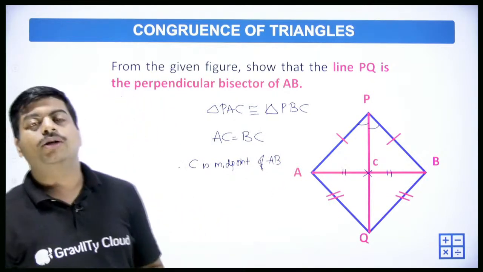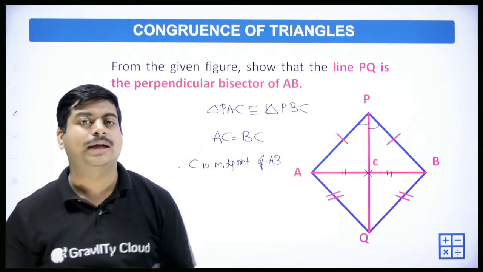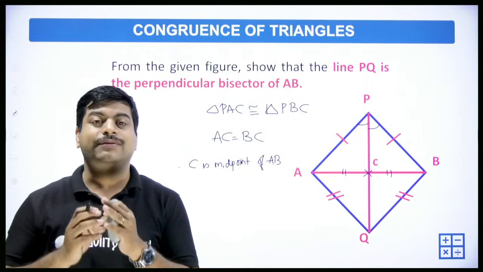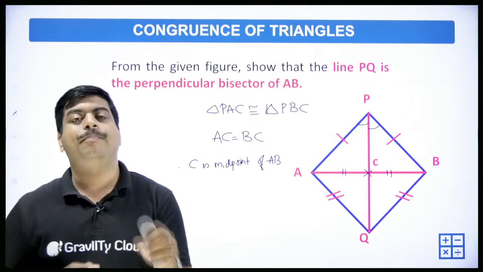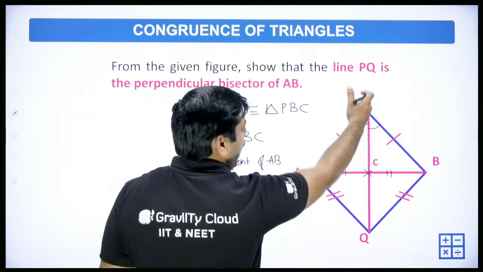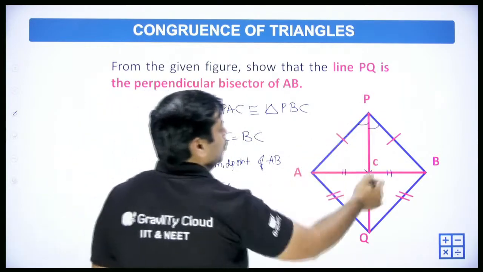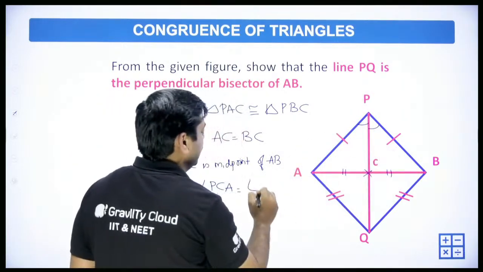But that is not enough, because we need to prove that it is a perpendicular bisector. Although it is passing through the midpoint, it is a bisector, but we still don't know that it is a perpendicular bisector. And to do that, as these two triangles are equal, angle PCA should be equal to angle PCB.